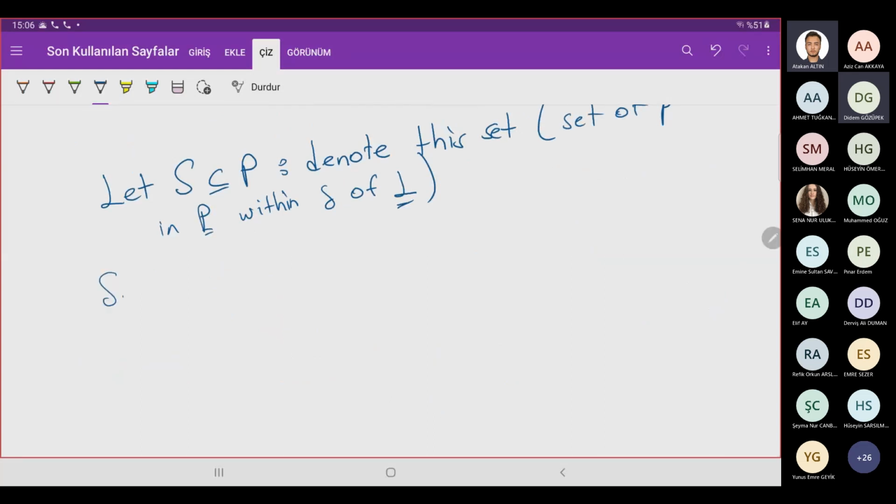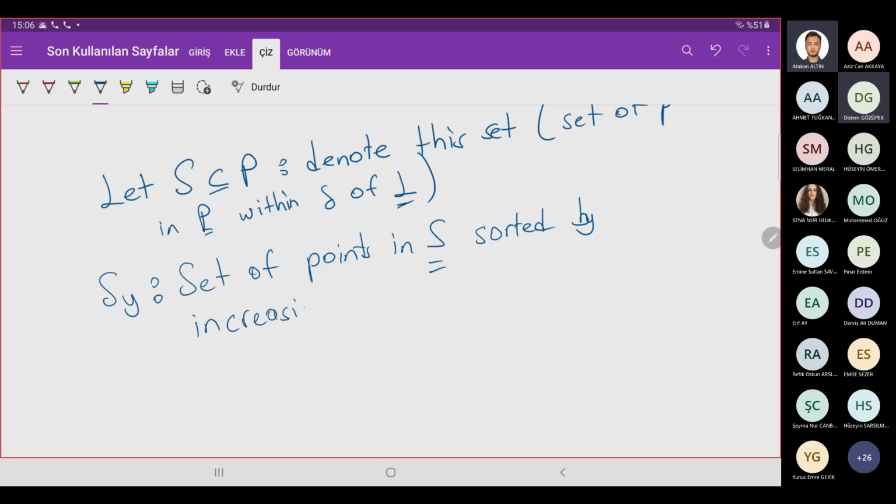Sy is the set of points in S sorted by increasing y coordinate. Okay.